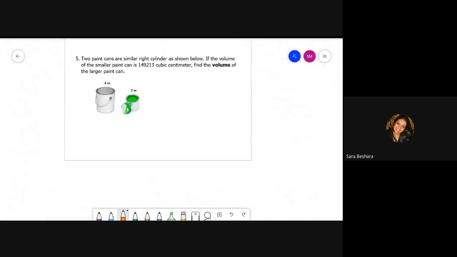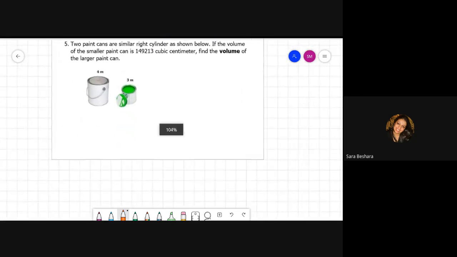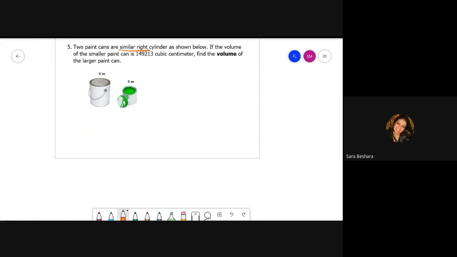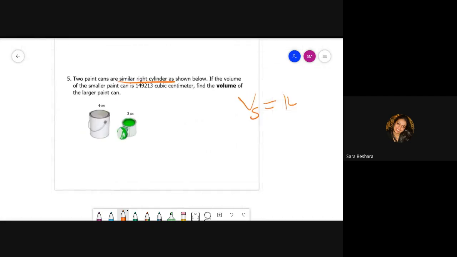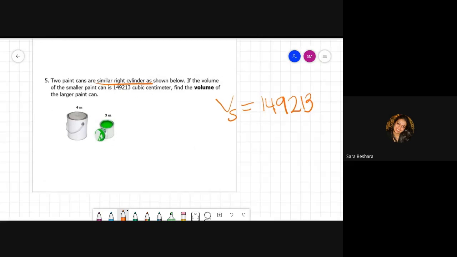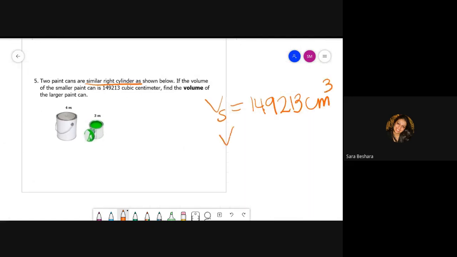Last question, which is 5. It says two paint cans are similar right cylinders, as shown below. If the volume of the smaller can equals 14.9213 cubic centimeters, find the volume of the larger can.